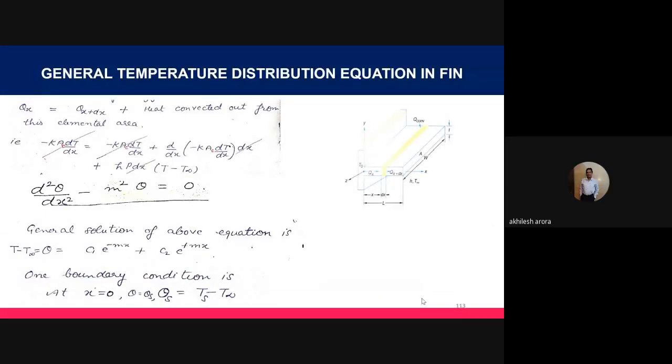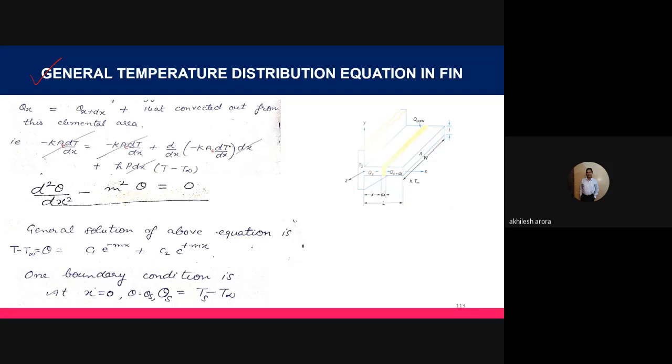So in the last class, we were discussing the fins, and we discussed the function of the fins. We discussed various shapes of the fins, and we also discussed one of the derivations of the fins, which was basically the general temperature distribution equation of the fin. And we finally derived the value of the heat transfer for a particular case of the fin, in which we considered that the fin is of infinite length.